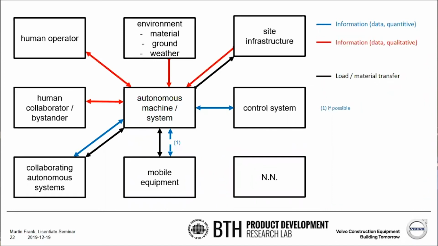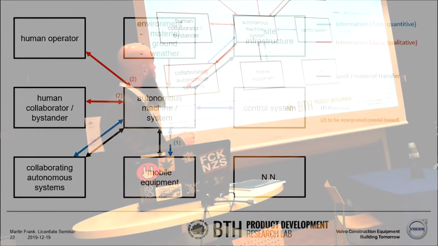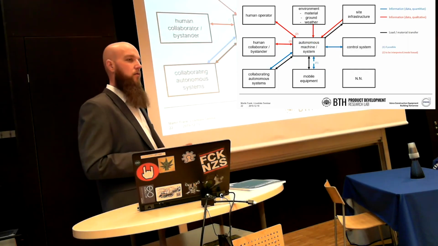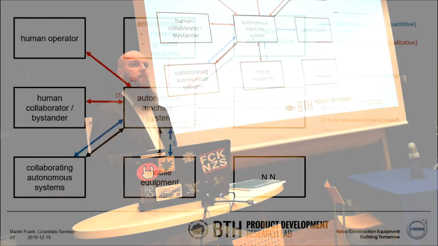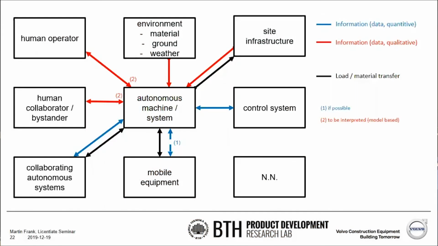And the next information exchange is the qualitative information exchange. So here, that is the kind of information that needs to be interpreted by the machine, especially when we have to deal with humans. Here, the machine needs to understand to some extent what the human tries to tell the machine, if it is voice, if it is gesture, if it is some pointing.